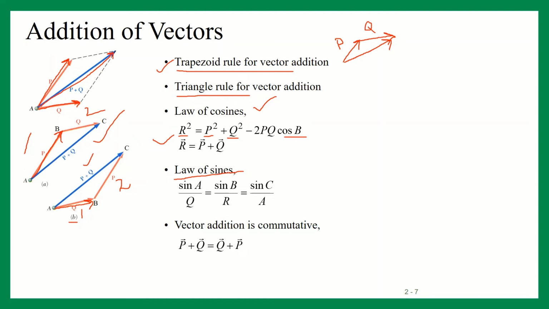And this thing we already know, vector addition is commutative. That means either you are adding P plus Q or Q plus P, you will obtain the same answer. Means the resultant vector will be same as shown in these two figures A and B. So either we are adding P plus Q or Q plus P, we are getting the same vector. Means its direction is also same and its magnitude is also same.